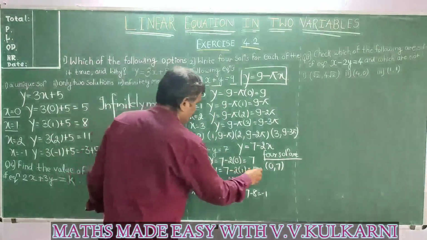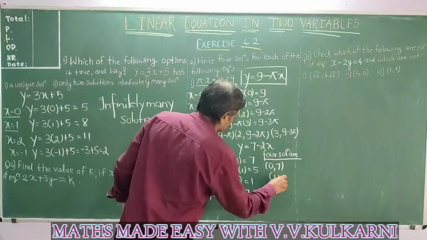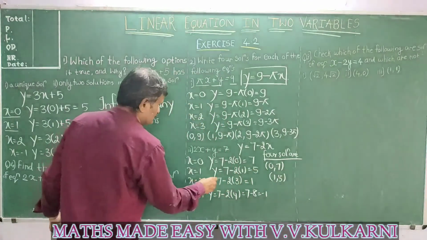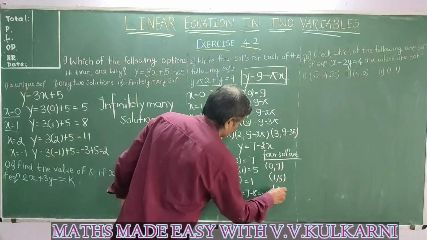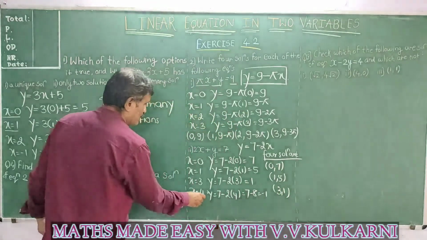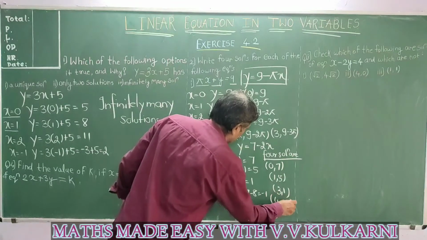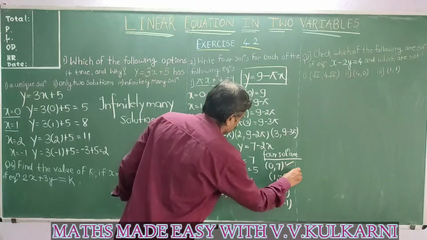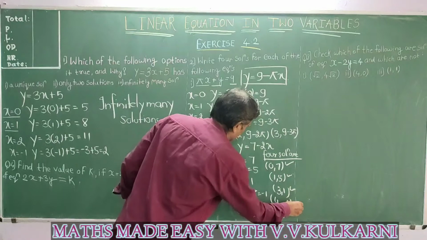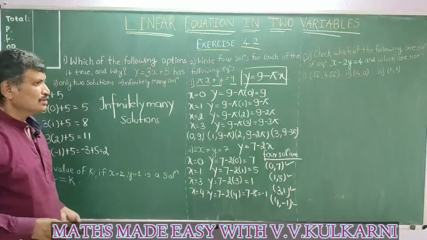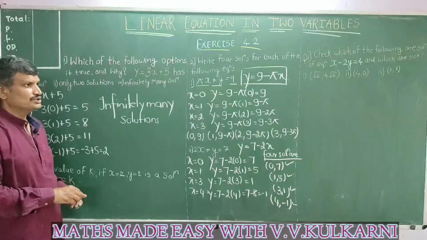When x is 1, y is 5. When x is 3, y is 1. And when x is 4, y is minus 1. So my dear children, these are the four solutions of the equation. So this is how you can find out four solutions.